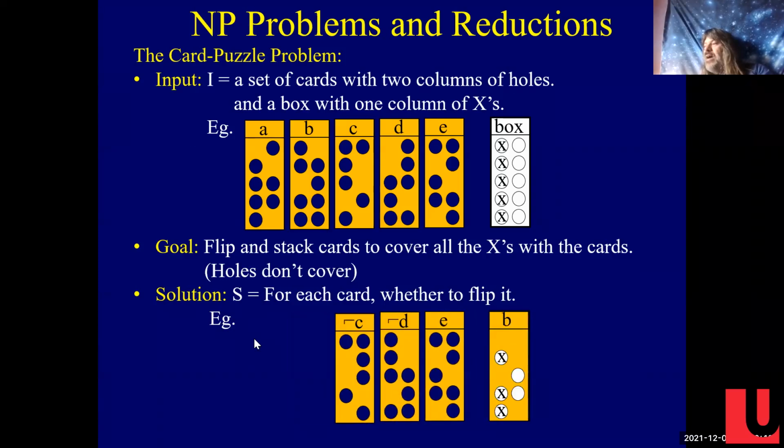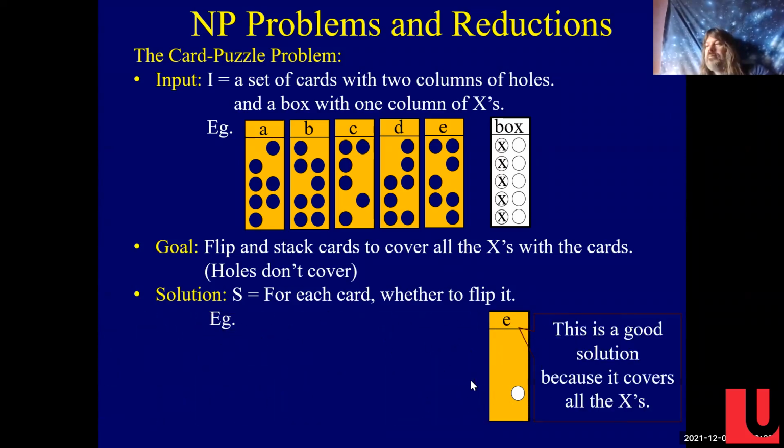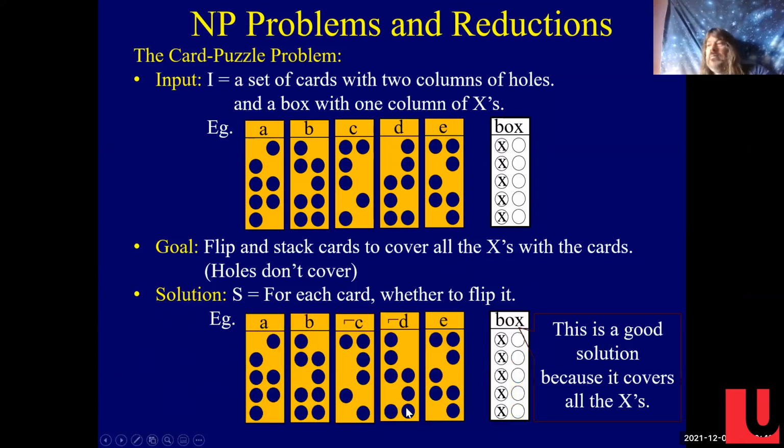And you'll see that when I bring a card in, if there's a hole, I can still see through, right? And if there's not a hole, here there's not a hole. So I put the card on top and it covers that X, right? So I want to know, is there a solution that covers all of my X's? Everybody get the problem?